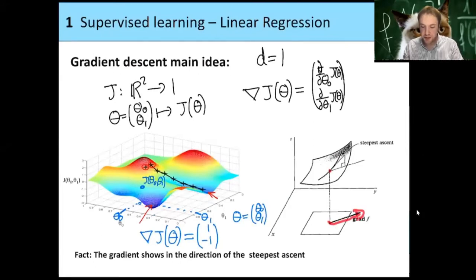always shows in the direction of the steepest ascent, so it shows in the direction where it goes up. And of course, we want to minimize our function, and therefore we take the gradient, we look in this direction, and then we turn around and take a step in the opposite direction to make the function smaller.